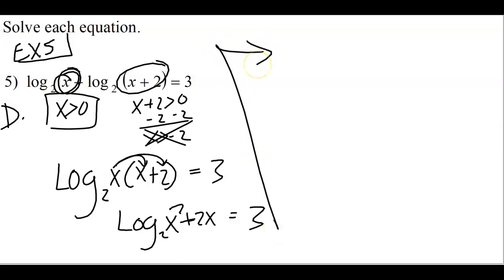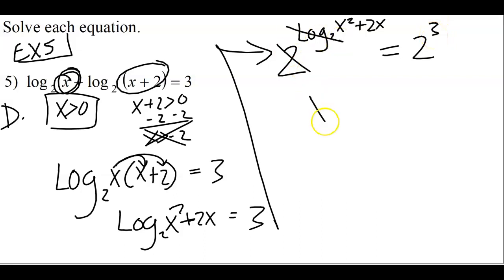Next, we're going to exponentiate both sides. We're going to make both sides the power of a base of 2. Just like so. These cancel out, leaving me with x squared plus 2x. And on the right side, we have 8. And this is why I gave you this problem, because we have a special situation here.